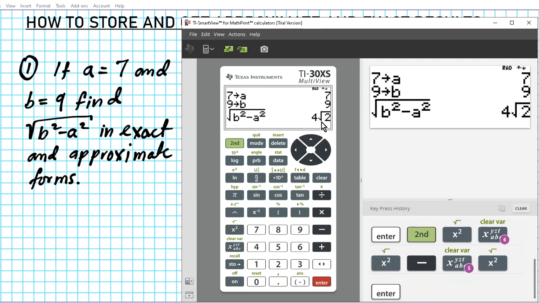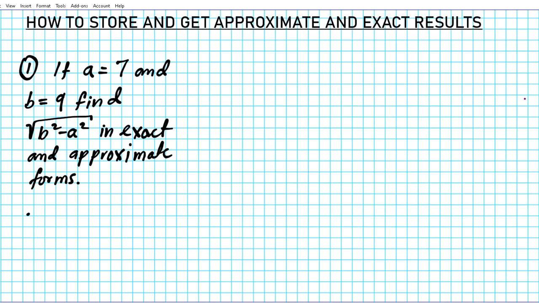So this is the exact form. Notice that it is expressed in irrational form, 4 root 2. Okay, this is the exact form. So the answer to this expression, let's write it down. Square root of b squared minus a squared is equal to 4 root 2.